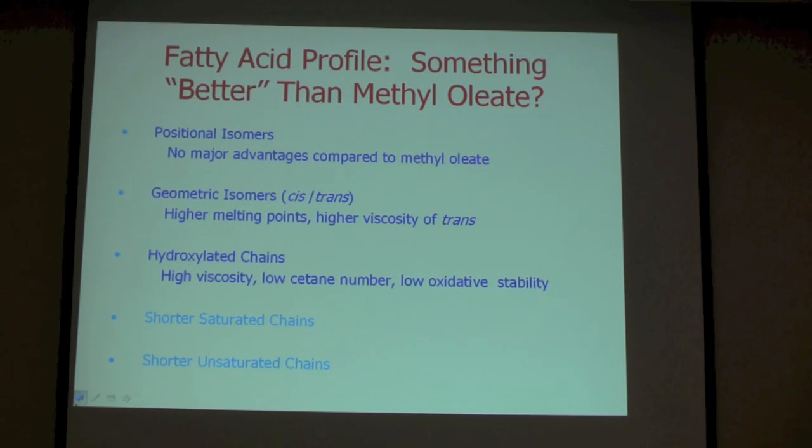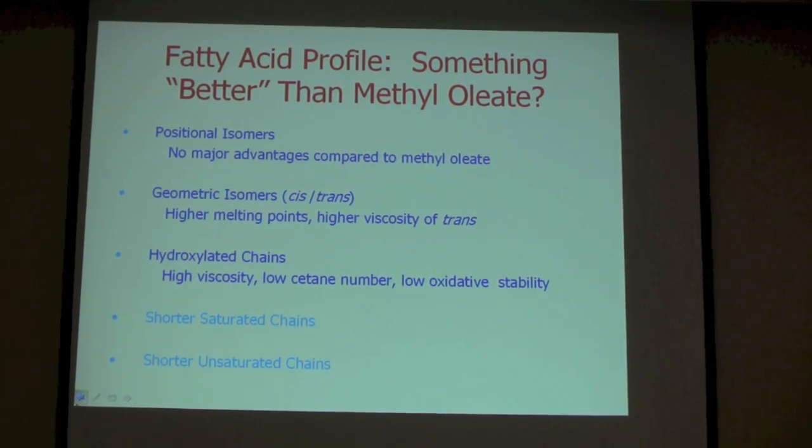Hydroxylated chains, I talked a little bit about methyl oleate. As you can see, refined castor oil has a high viscosity, low cetane number, and poor oxidative stability. Probably not much of an alternative. Then that leaves two issues: shorter saturated chains and shorter unsaturated chains. Shorter saturated chains like C10, C12 fatty acids. Shorter unsaturated chains, I mentioned like methyl palmitoleate, when I had one slide on the melting points of fatty esters. So, next slide, please.